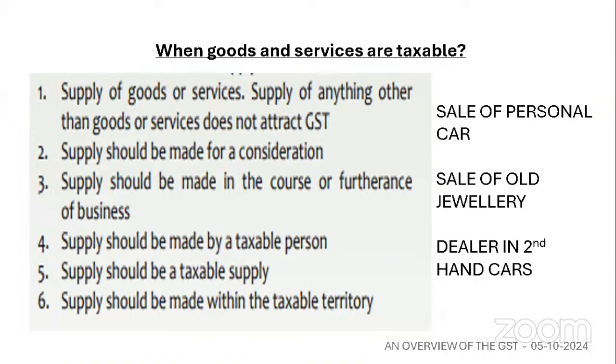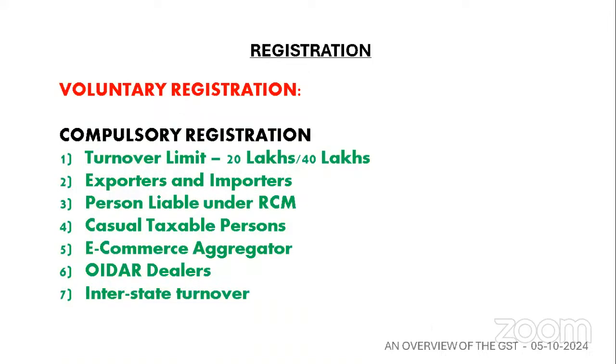If you don't want to pay the tax on exports, you can give the guarantee or bank guarantee to the government, and you can export the goods. So, under the GST law, for the payment of taxes, you have to obtain registration. There are two kinds of registrations.